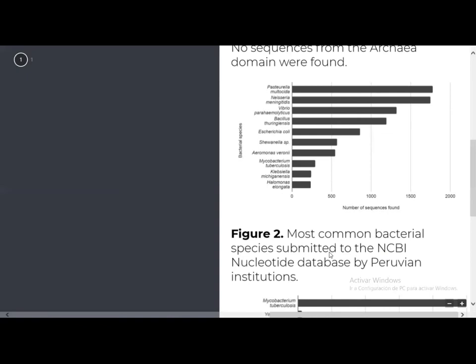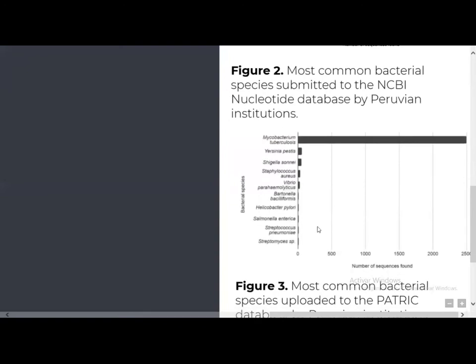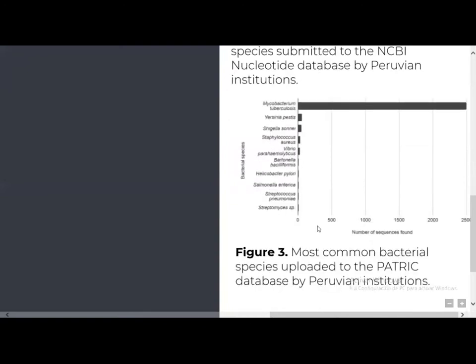So when it comes to the PATRIC database, we found that there's one bacteria that is the most represented bacteria in this database, which is Mycobacterium tuberculosis. This may have an explanation in that this country has several cases of tuberculosis still, which may be the reason why Mycobacterium tuberculosis is the most represented bacteria here. Yersinia pestis, Shigella sonnei, and Staphylococcus aureus all come much later and with much less representation compared to Mycobacterium tuberculosis.